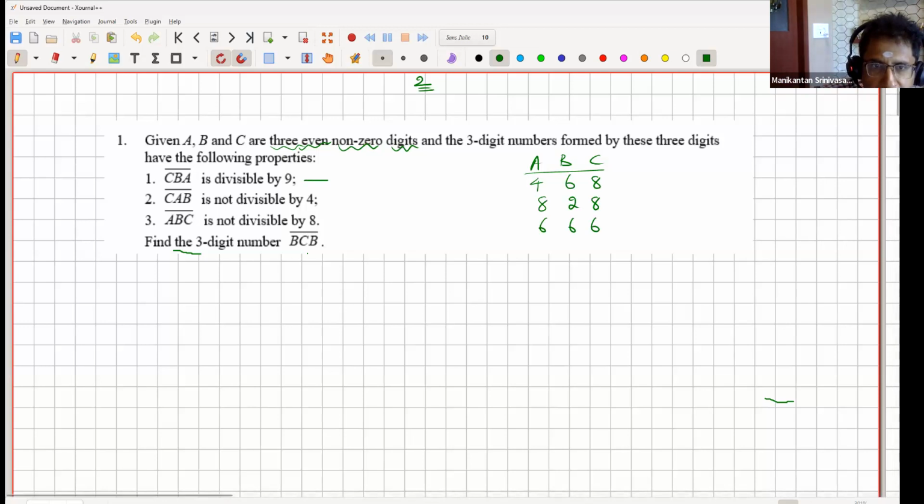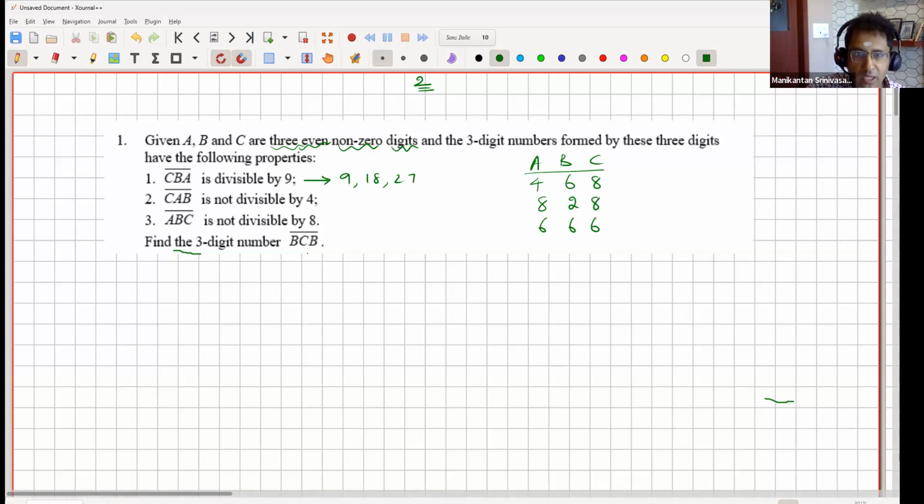Essentially, divisible by 9 means the sum of digits must be divisible by 9. So 9, 18, 27, and so on. But given they are all even, the sum has to be even, so it cannot be 9 or 27. The sum of the three digits has to be 18, which means the average has to be 6. Let's start with distinct digits. If the average is 6, then we need an 8 and a 4.